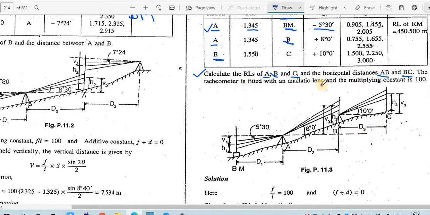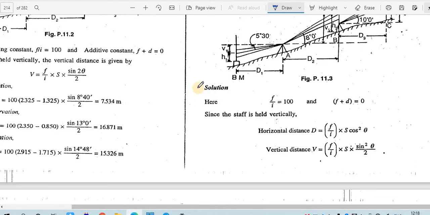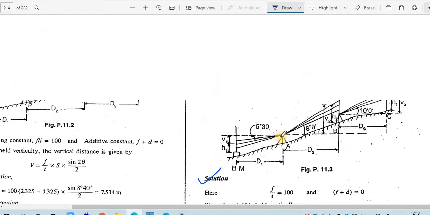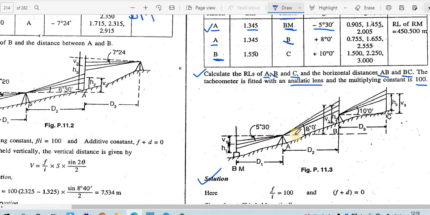The tacheometer is fitted with an analytic lens. As I have told you, the theodolite is generally provided with an analytic lens so that its multiplying constant becomes 100. So the multiplying constant value is also given as 100. The additive constant is not given, which means we need to take the additive constant as 0. Now the solution. This is the first case, when the line of sight is inclined upward and the staff is held vertically. And this is the second case, line of sight inclined downward and the staff held vertical. The formula for both the cases is the same.